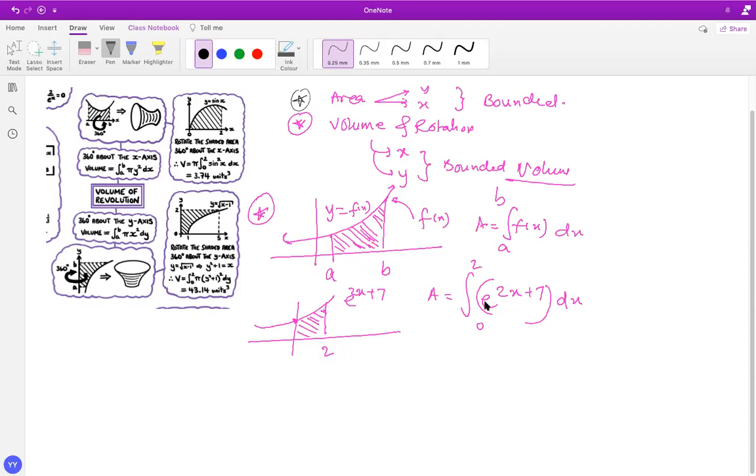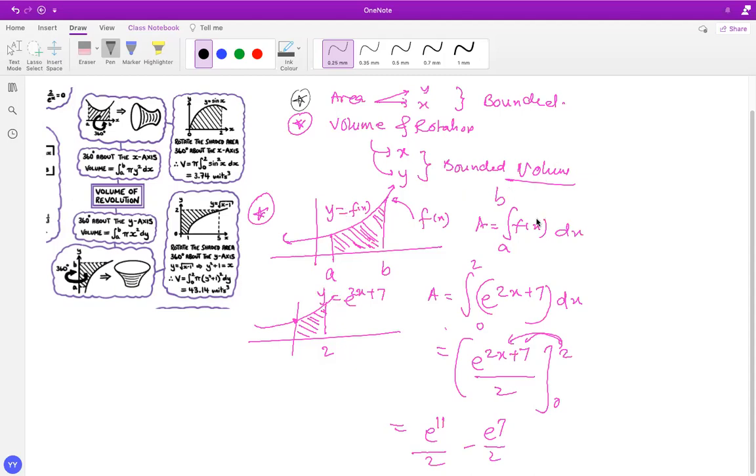When you find this answer, it'll be e to the power 2x plus 7 over 2 from 0 to 2, because you divide by the coefficient of x here. So if you plug in x as 2, you get e to the power 4 plus 7, which is 11, over 2, minus e to the power 7 over 2. So this is the area under the graph of this function.